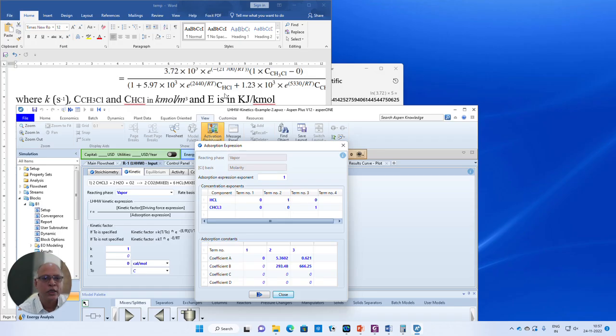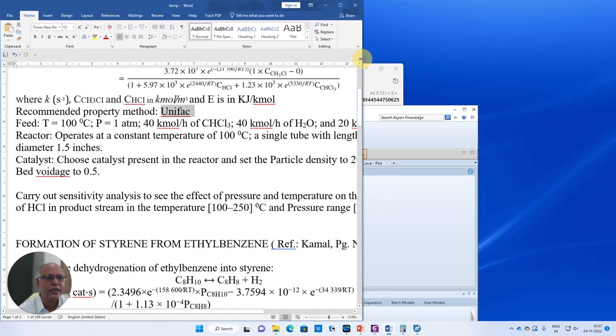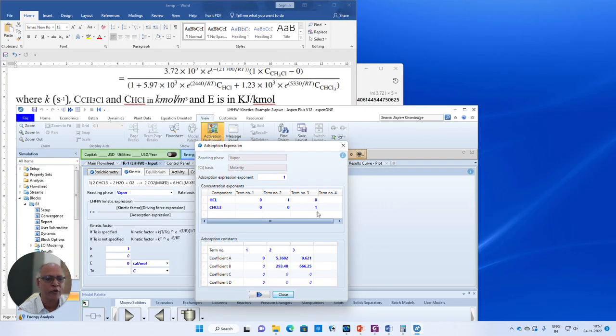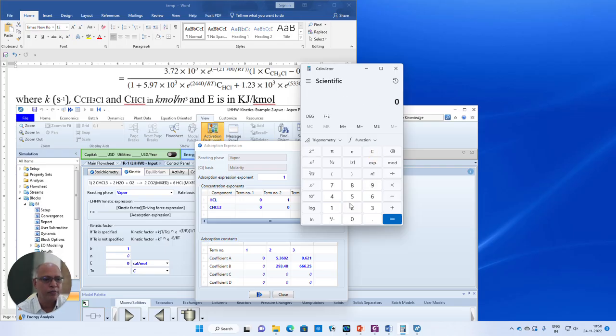Now, what is this? CHCl to the power of 1. So the exponent with respect to HCl is 1. Similarly, the exponent for the third term, you can see CHCl3 is also 1. So that's what I have provided. These are the exponents. Now, what about the constants for term 2? Take logarithm of 5.97 into 10 power 3 multiplied by e power 2440 by RT. So the value of B here will be 2440 by R. So let me calculate that.